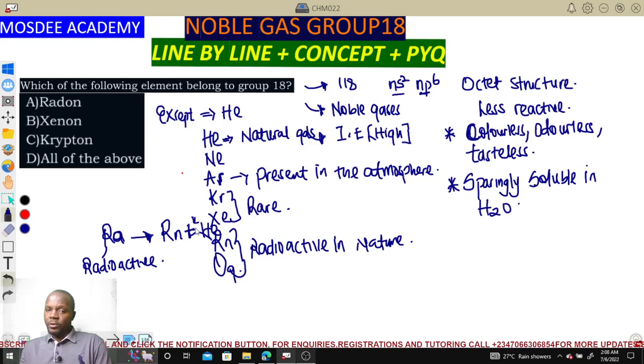You can see helium is 4,2. So you can try to get the atomic number of this. It's very simple to get. I think this is 88, 238.